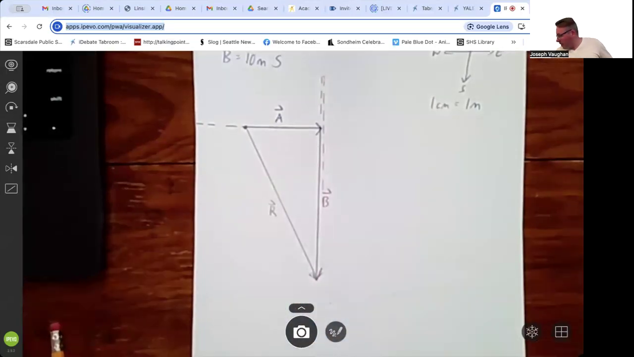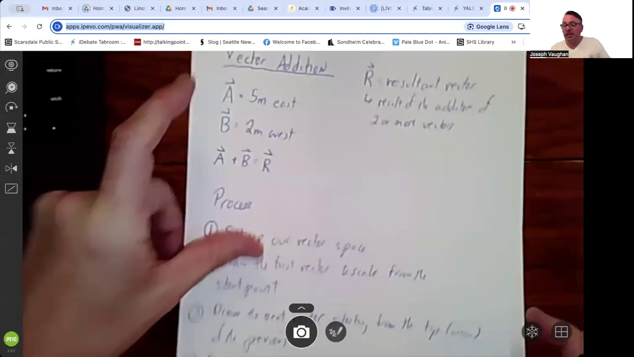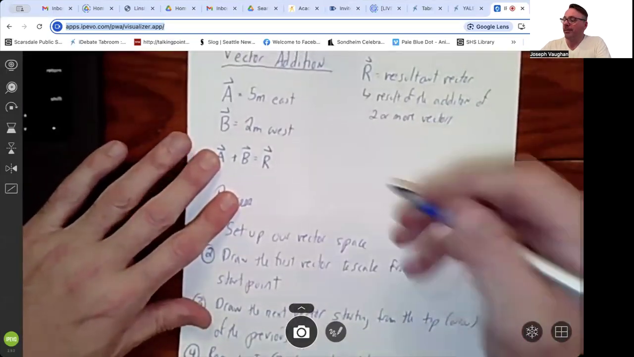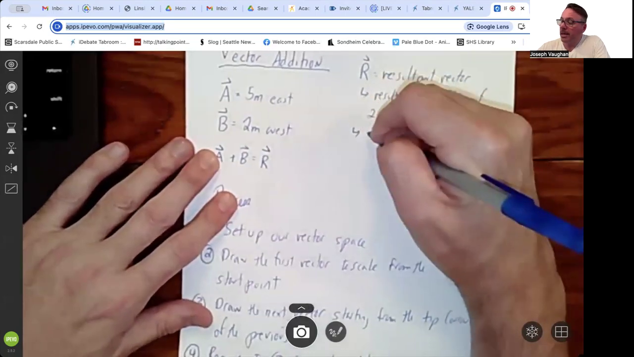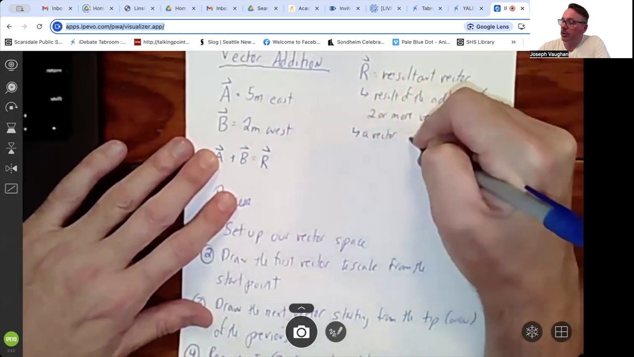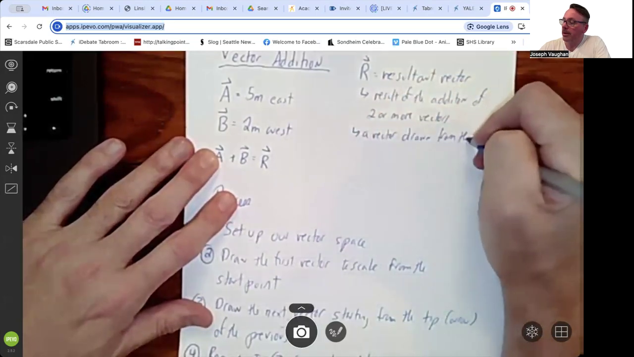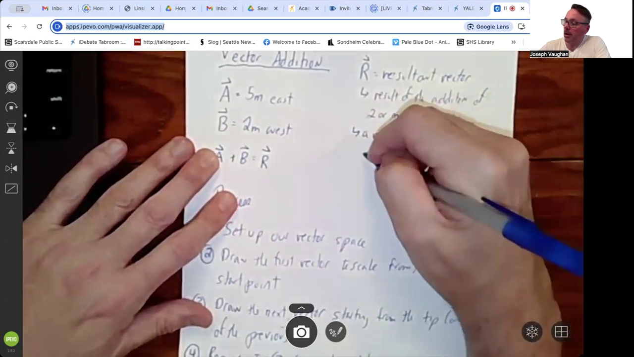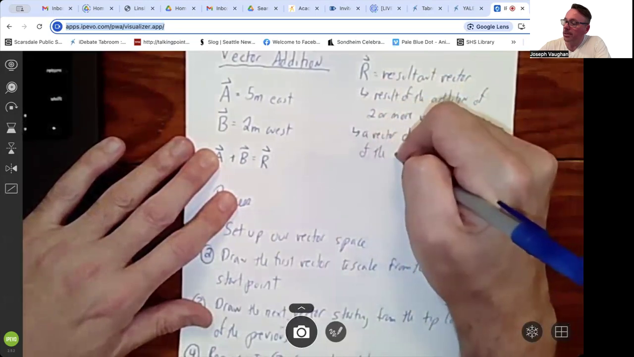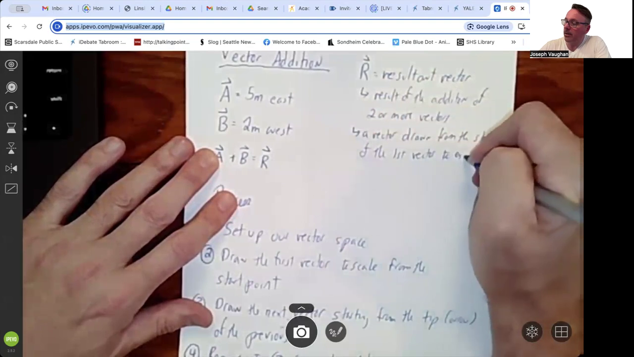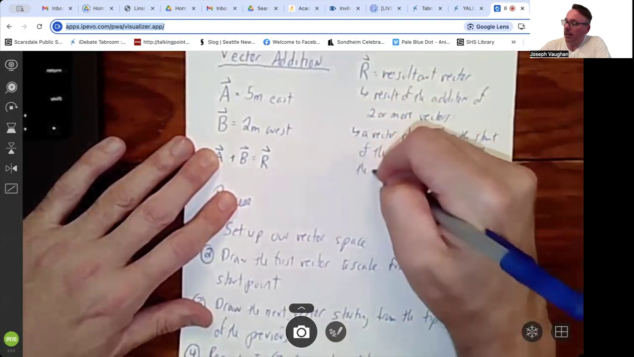So going back to the previous video, I want to revisit the definition of resultant. We said it's the resultant of the addition of two or more vectors. Sure, it is a vector drawn from the start of the first vector to the end of the last.